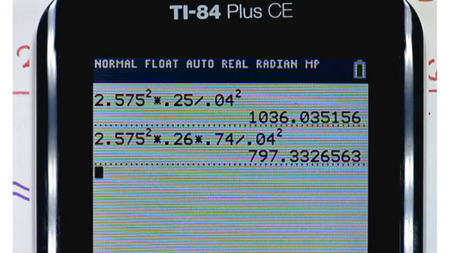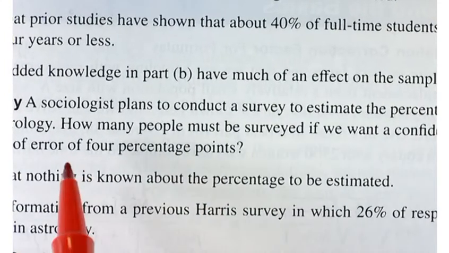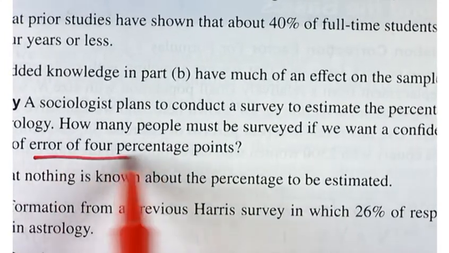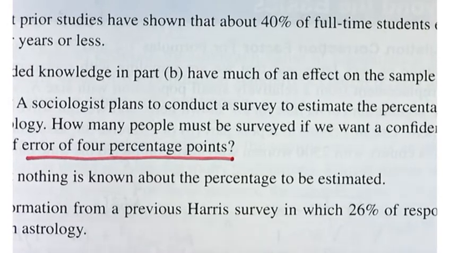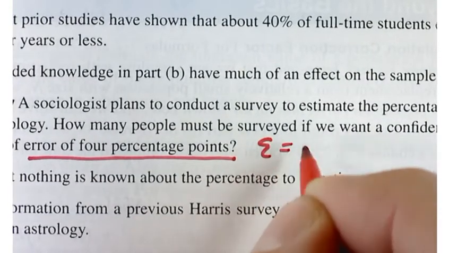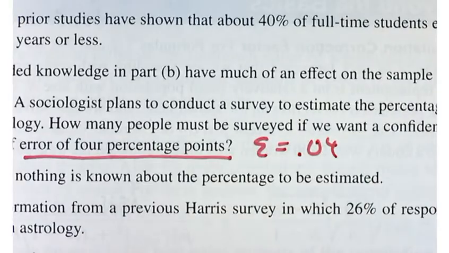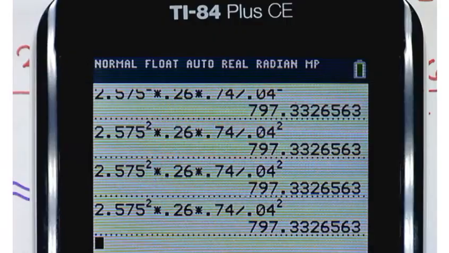Nice. Sarah? Yeah. So where that was given was right here. We wanted an error of 4 percentage points. So yeah, that's what gave us your E equals 0.04. Okay? No, I appreciate the question. Thank you.